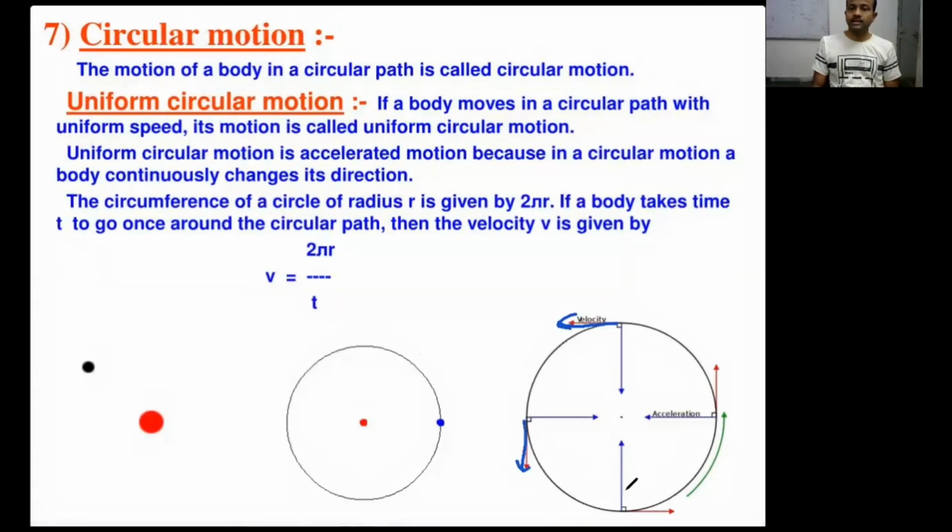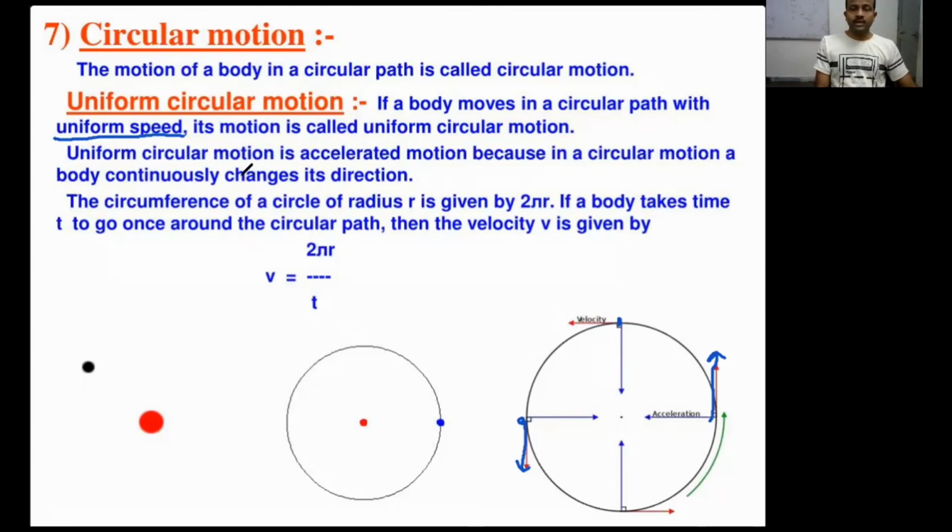Here also direction is changing. At each point on the circular path, our direction is changing, right? If our direction is changing, it means velocity is not constant, velocity is non-uniform here. But while defining uniform circular motion, we have to say our body is moving with uniform speed, not uniform velocity. Velocity changes with the direction. If direction is changing, velocity also changes, right? So you have to use uniform speed, not uniform velocity.